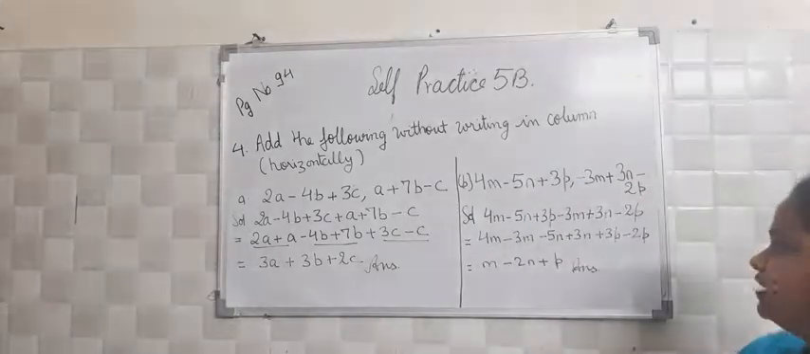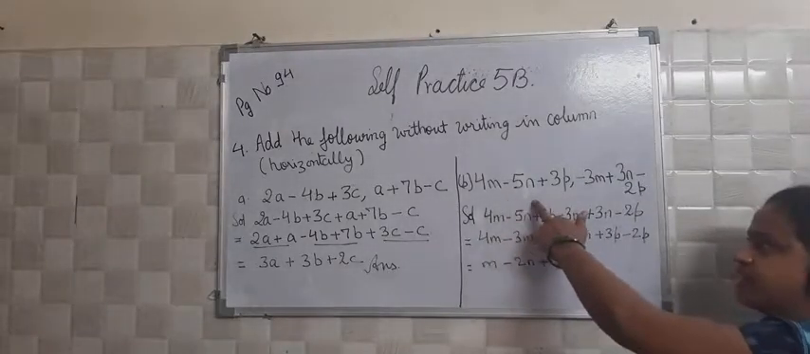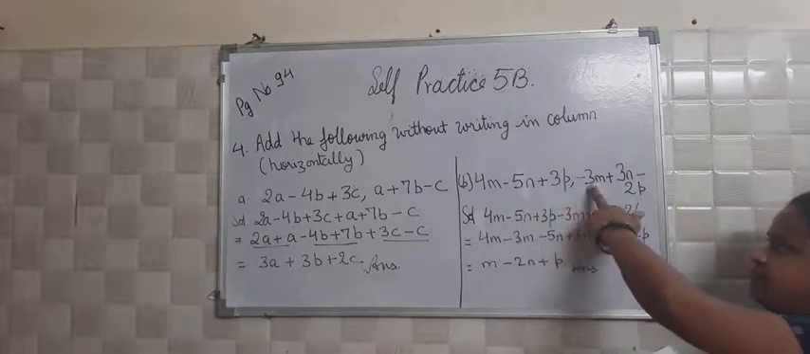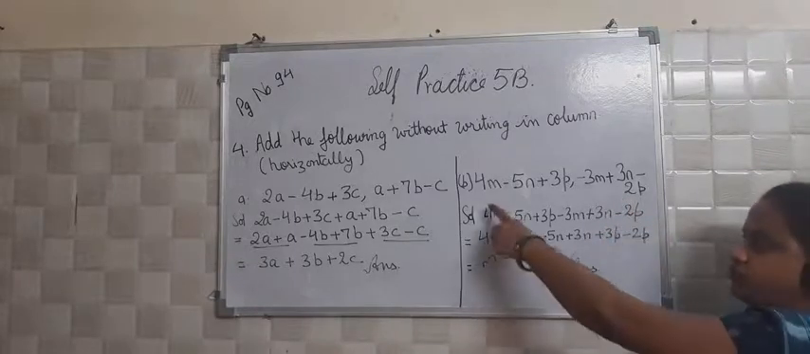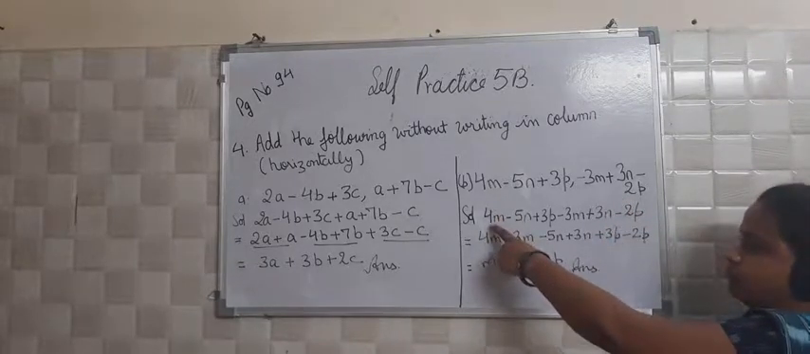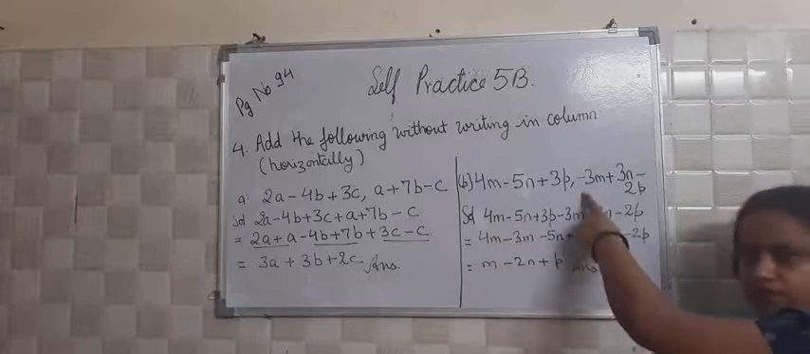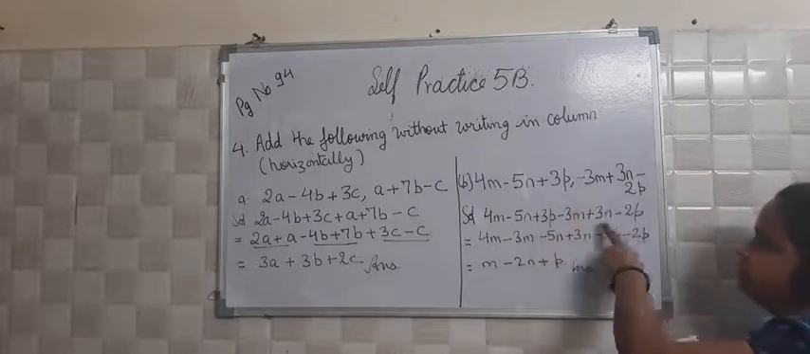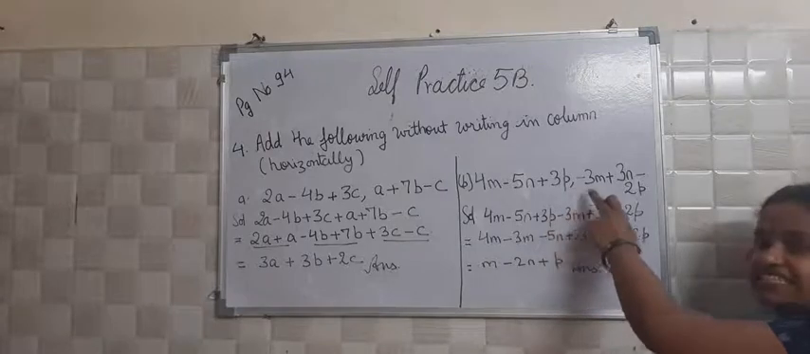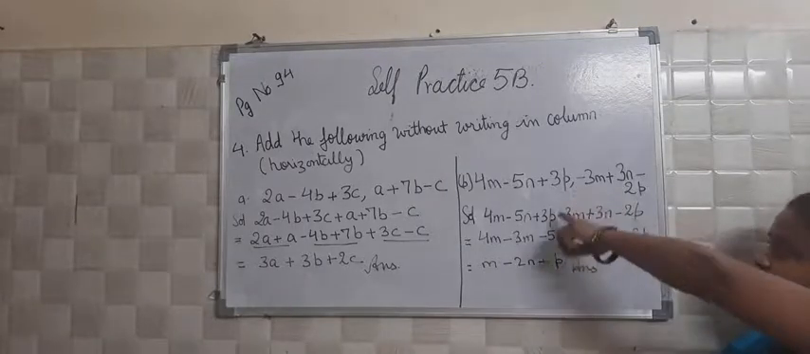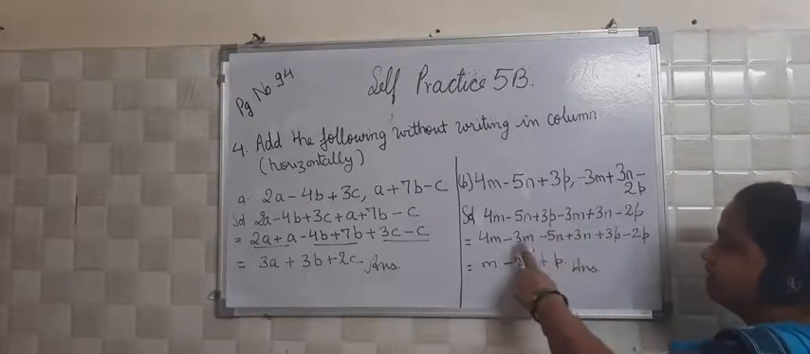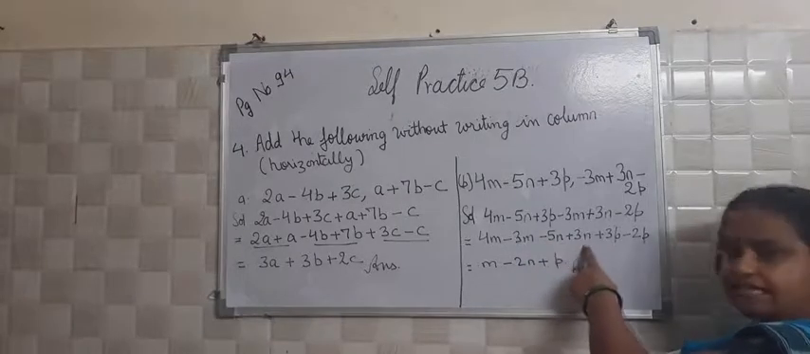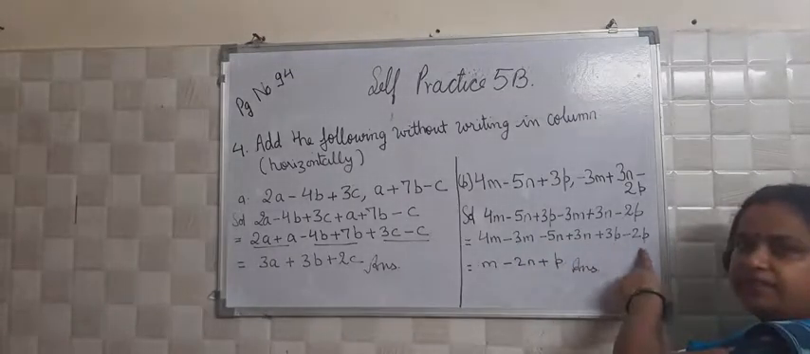Okay. Now B part, 4m minus 5n plus 3p, minus 3m plus 2n minus 2p. So I took all m together. 4m, firstly I removed the comma. So here it became plus. As it is minus for the first term, it will be written minus 3m. We have to see the sign here very carefully. So 4m minus 3m, minus 5n plus 3n, plus 3p minus 2p.